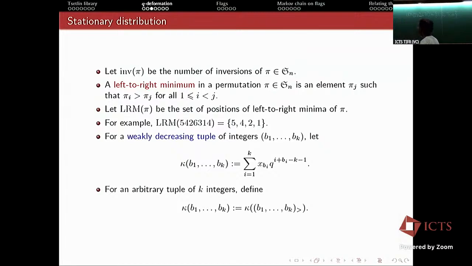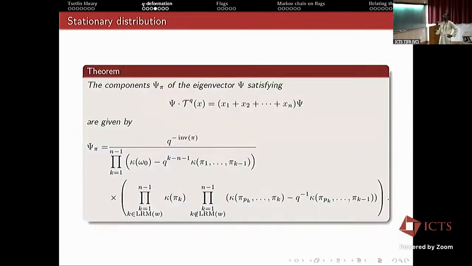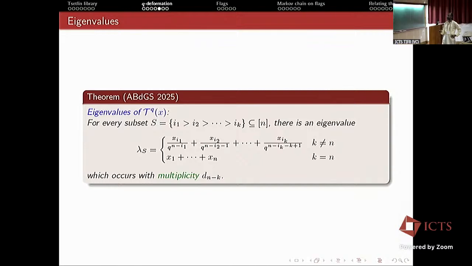And then we have some function kappa, which takes a weakly decreasing tuple of integers, which for us is strictly decreasing, and gives you some linear combination of the xi's. For an arbitrary tuple, kappa is just kappa of the weakly decreasing version of that sequence. And then we have this explicit product form of the stationary distribution. That's our main theorem. It's complicated to read, so I'm not going to ask you to read it, except that it contains this function. So that's the first theorem, and I'll give you an example in a second.